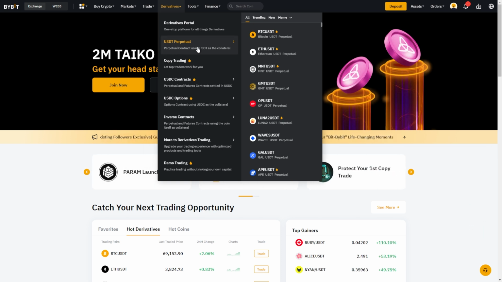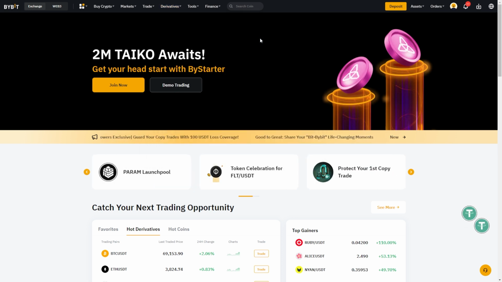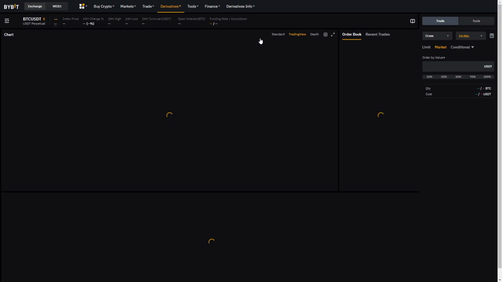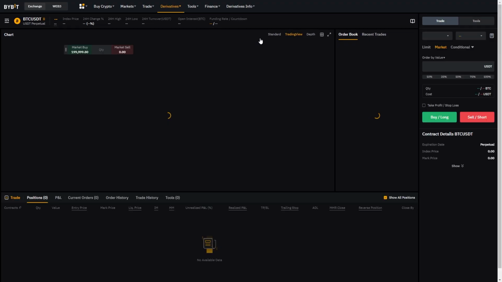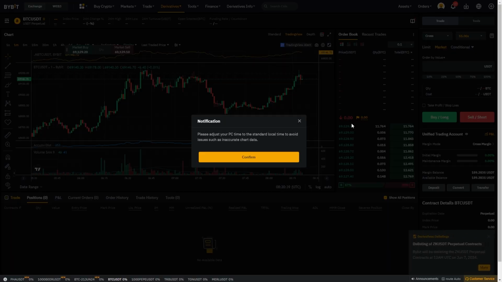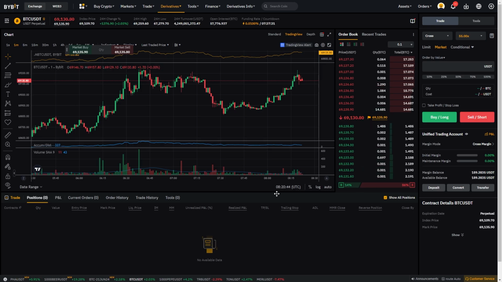So we go to Bybit and select Derivatives, then select USDT Perpetual, and choose the currency on which we will trade. Let's choose Bitcoin for now. Then I will show you how the interface looks, where we need to click, how to trade, and so on.